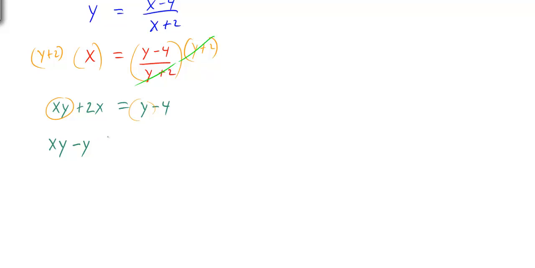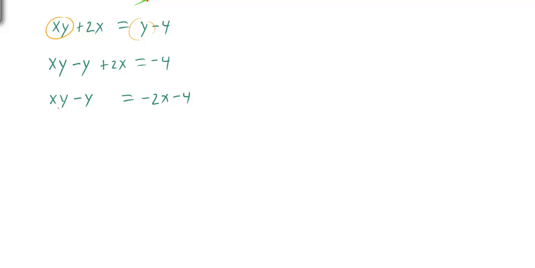So subtracting y, and then we're left with 2x equals a negative 4. And then I want to get the xy minus y completely by itself, so I'm going to subtract 2x. So we get a negative 2x minus 4.